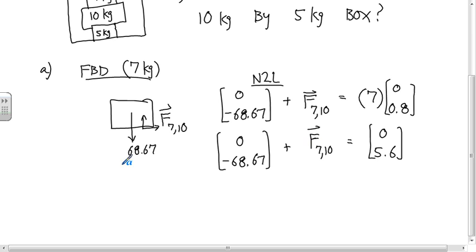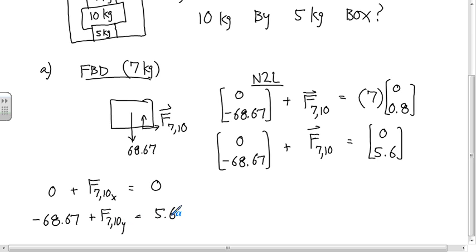And that gives an x equation and a y equation. The x equation says 0 plus F710x is equal to 0. The y equation says negative 68.67 plus F710y is equal to 5.6. And if you put these together, you get a vector F710 is equal to 0, positive 74.27.